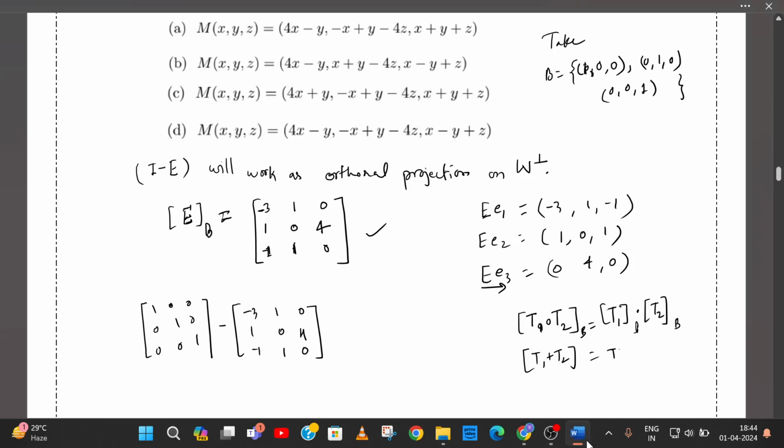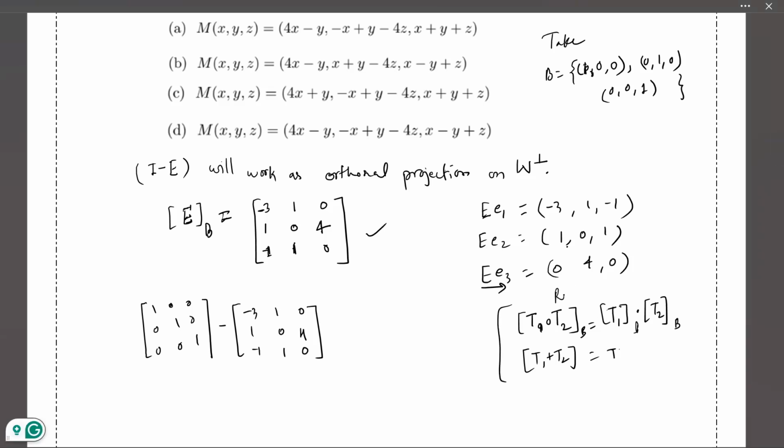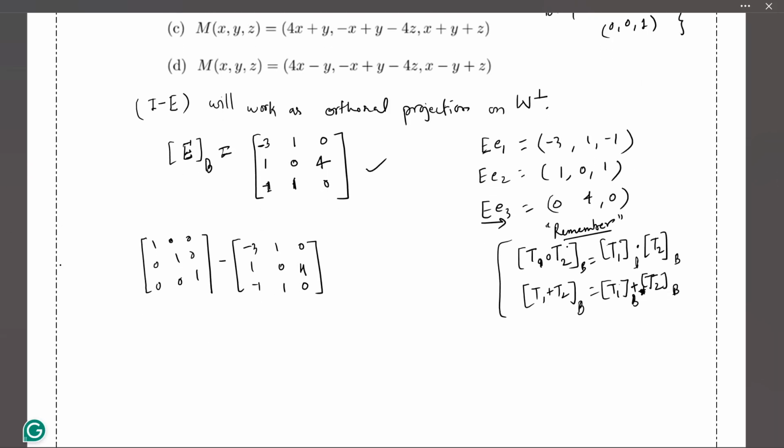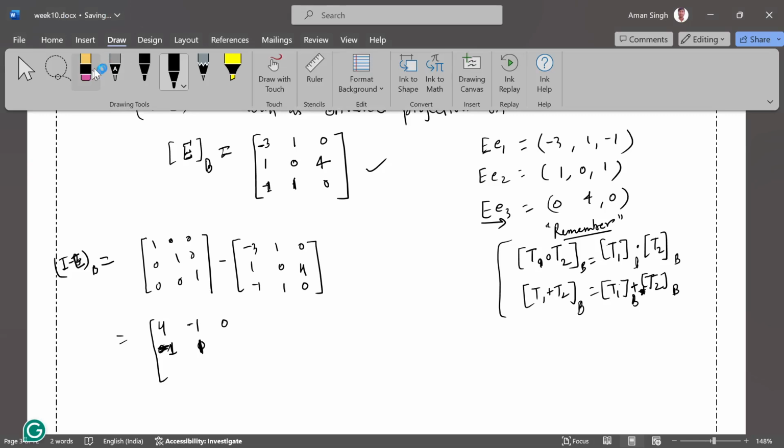So let's see. This is just to remember, or you should practice it. Calculating the matrix representation of T1 plus T2 will be the sum of the matrices T1 and T2. So here we have the matrix representation of I minus E in the standard basis. So what is it? 1 minus 3 becomes plus 3, becomes 4. 0 minus 1 becomes minus 1. Now it is 0, 0, 1 minus 0. Sorry, here we get minus 1. 0 minus 1, 1 minus 0 becomes 1. Little mistakes are happening.